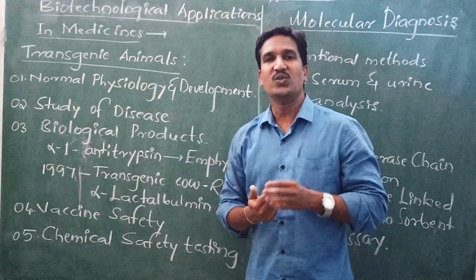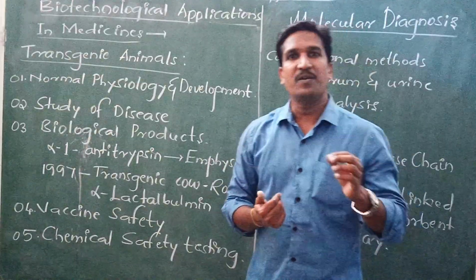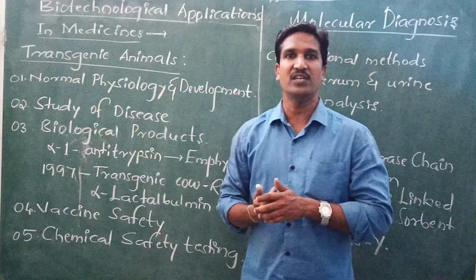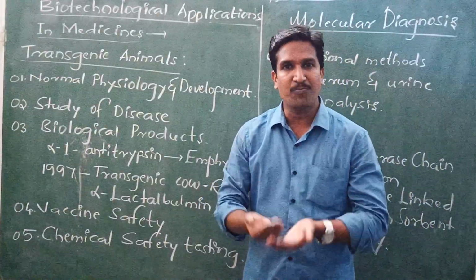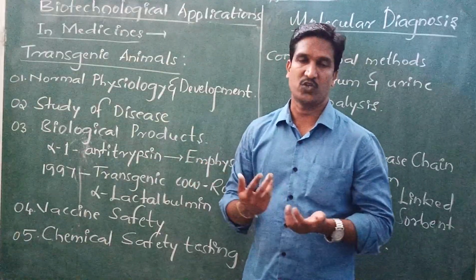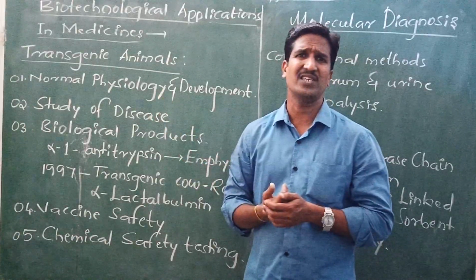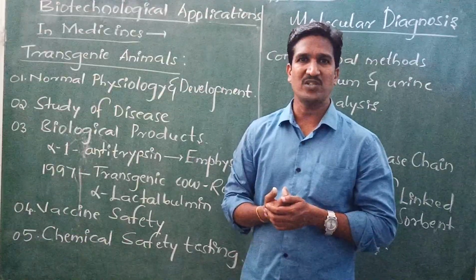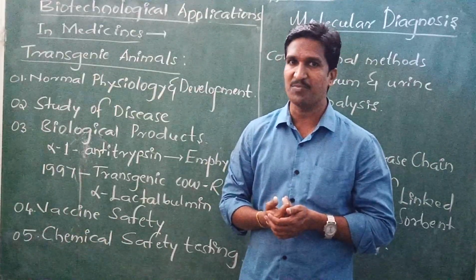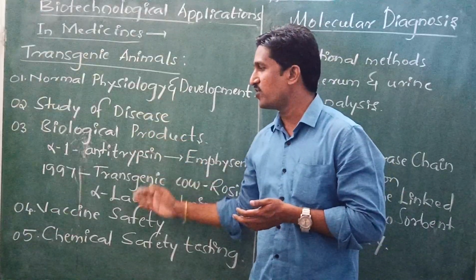Understand? So the animal which got manipulated by a different gene to get the desired product is called a transgenic animal. The question is why we need these transgenic animals? What is the importance of that? What may be the reasons why we have to produce the transgenic animals? So these are the 5 important points.